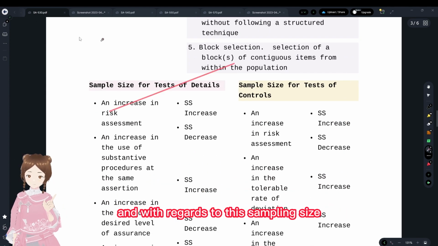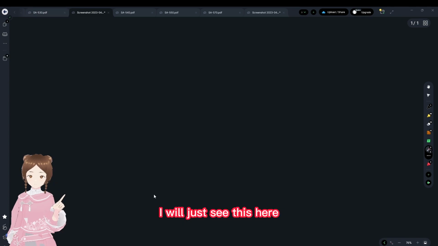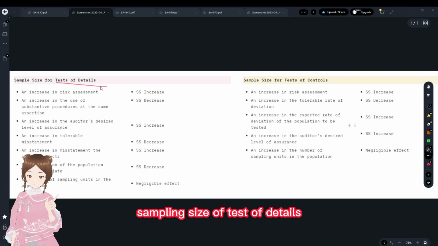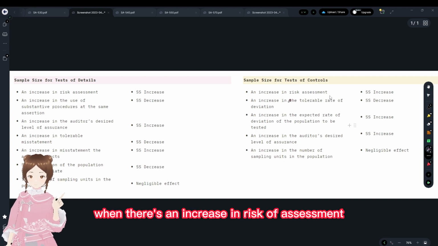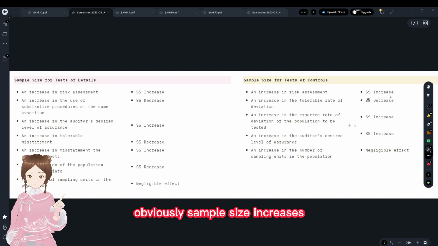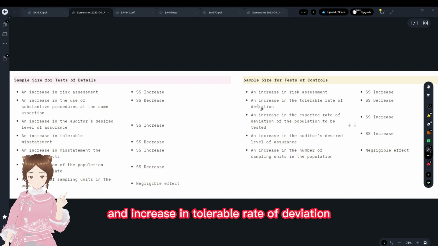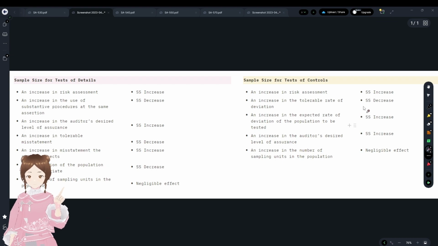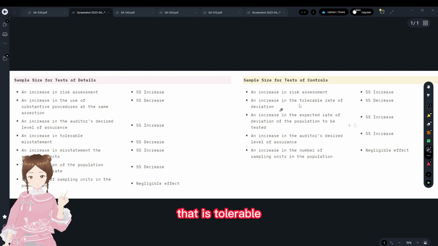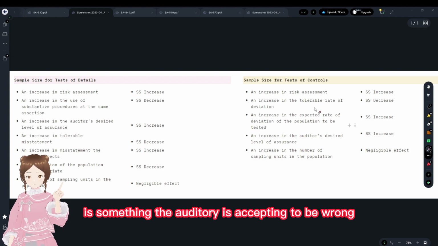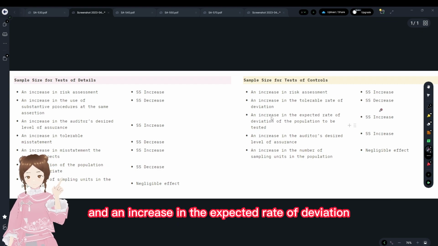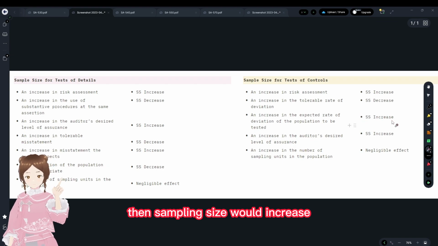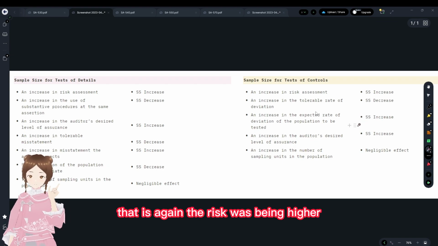Now with regards to sampling size, let's look at sample size for tests of control. When there is an increase in risk assessment, obviously sample size increases. An increase in the tolerable rate of deviation, sampling size decreases, because the tolerable rate of deviation is what the auditor is accepting to be wrong. An increase in the expected rate of deviation, sampling size increases, because again the risk is higher.